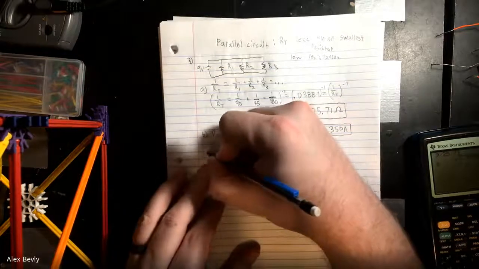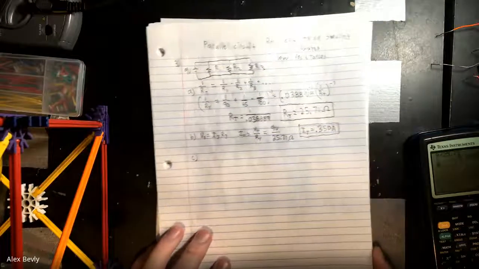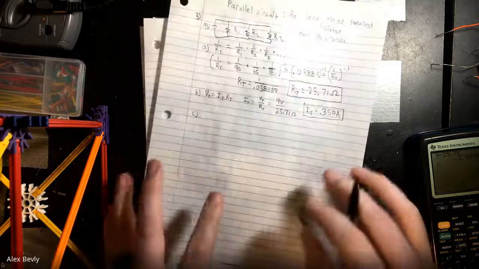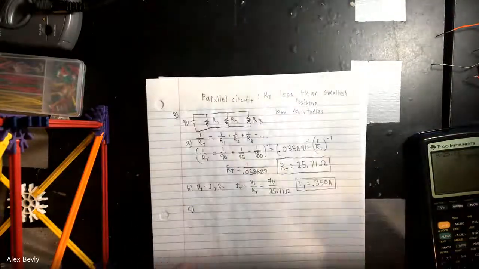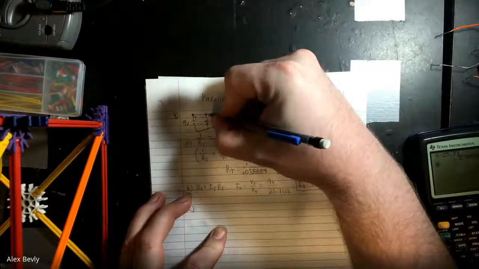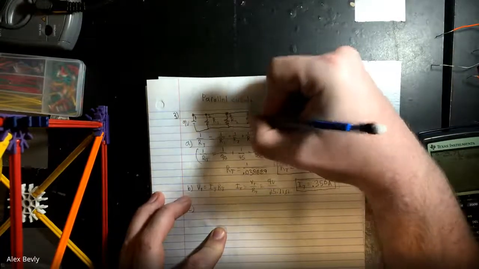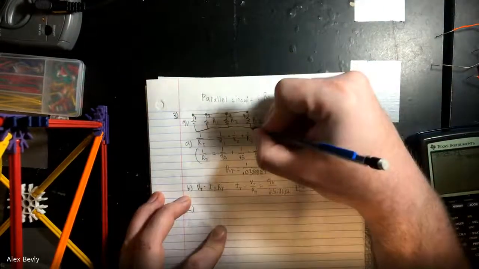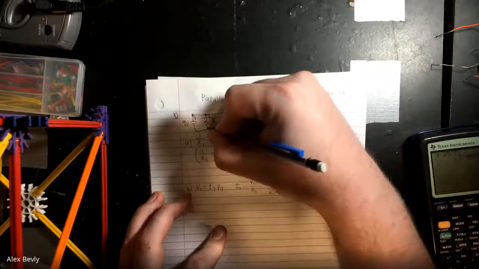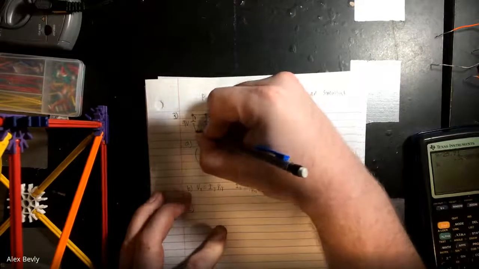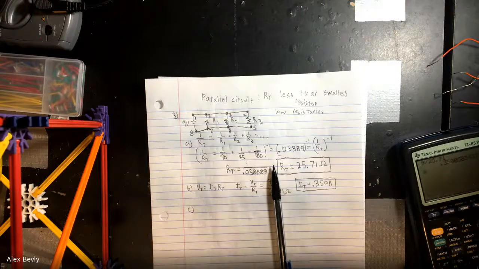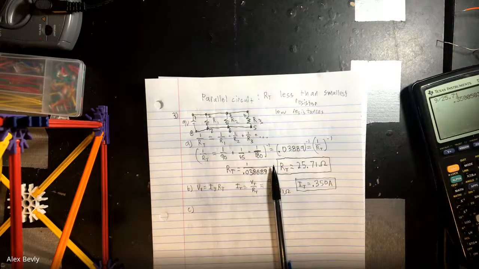All right, so C says find the voltage at points 1, 2, 3, and 4, and 5, 6, 7, 8. So I'm going to write that up here. 1, 2, 3, 4, 5, 6, 7, 8. Now, again, like this previous part, we're only going to lose voltage if we go through a resistor.